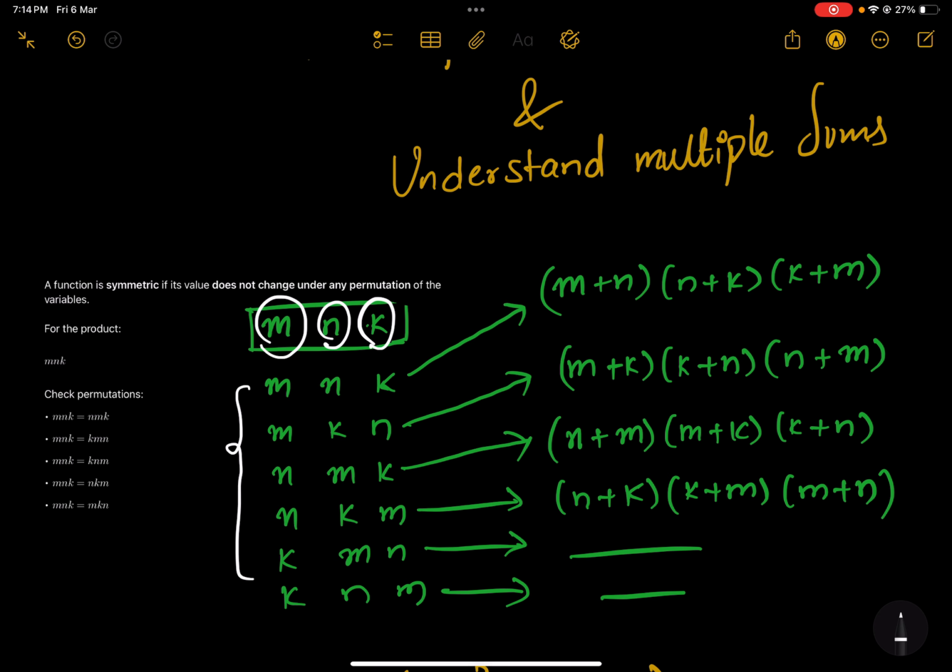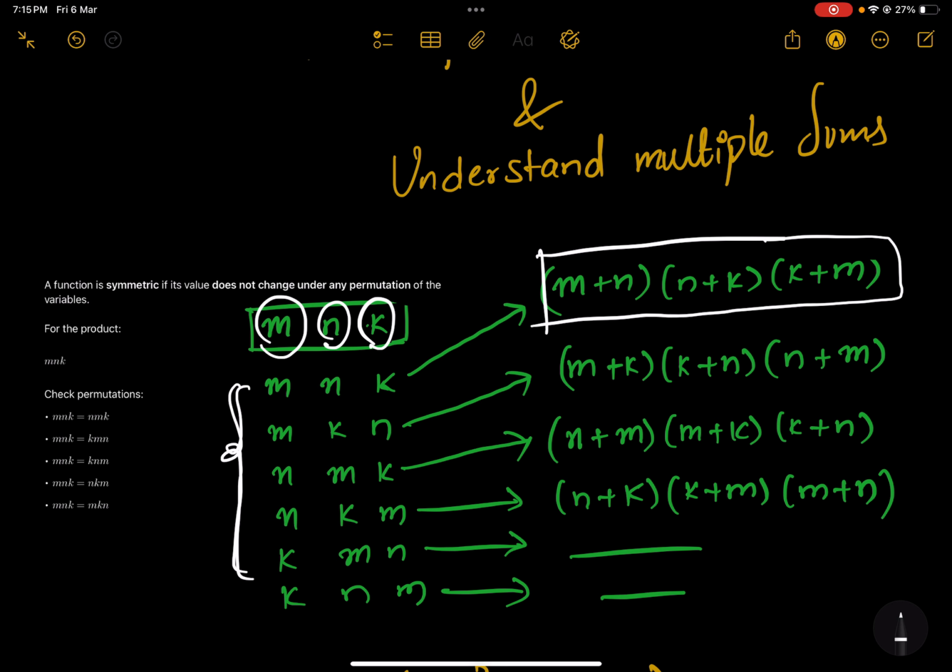All right. So if you consider this particular function, if you consider m and k, when you replace the variables m and k with any of these permutations, the value of the entire function will not change. It is essentially the product of the 3 variables. Similarly, if I have to give you another example, if you consider this particular function m plus n, n plus k, and k plus m.